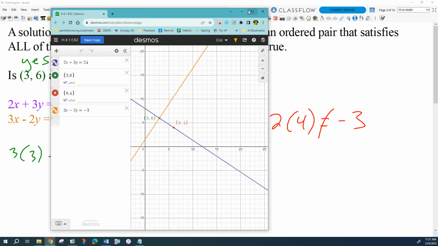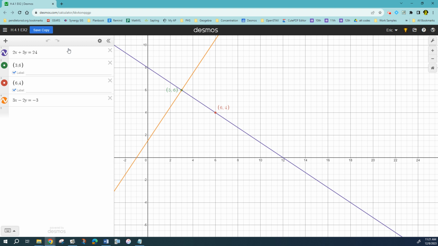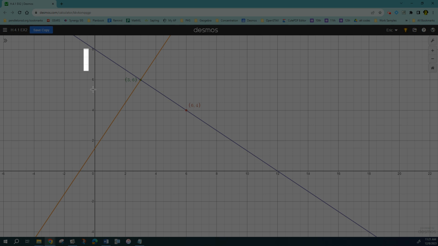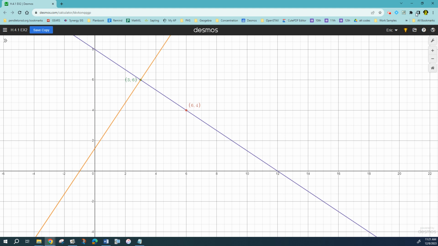Okay, here's what we get. Look at that. We get the purple line. Sure enough, it contains both points, but the orange line only contains the green point. The green point is the point of intersection, right? Okay, that tells us something important. Let's put this picture back in our notes.